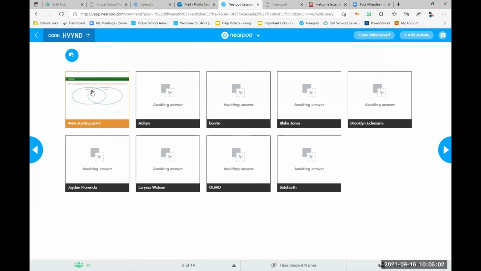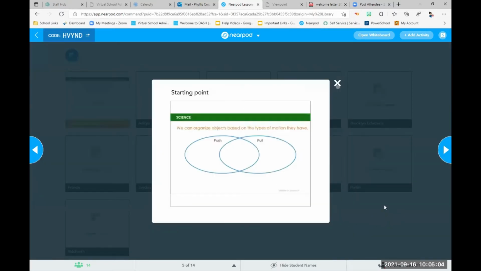All right, so we have our very first assignment here. Okay, you're gonna like this. We can organize objects based on the types of motion they have. Remember this? You can pull the picture into our Venn diagram. That's right, it's called a Venn diagram, where we can compare objects that push, pull, or both.